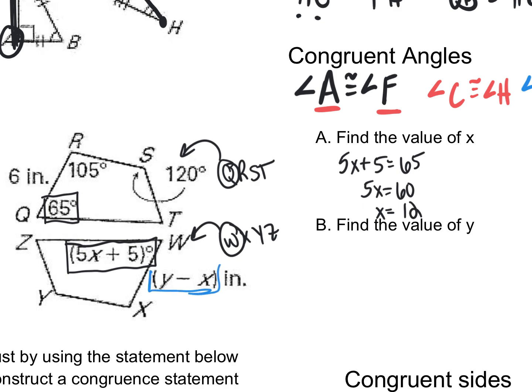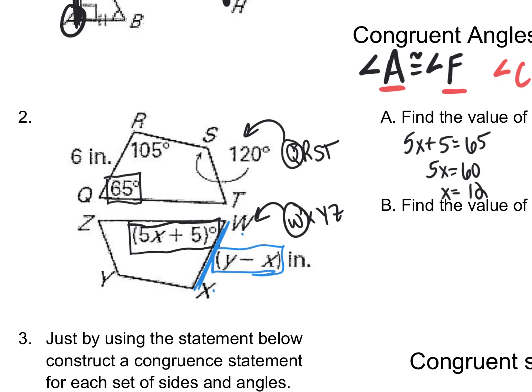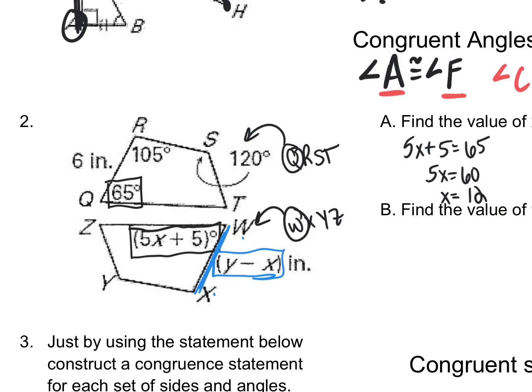Likewise, I have this little expression here, y minus x. That's in between the angles of X to W. So if I'm not sure, I can look at my statement. X to W are the middle two letters, which means it has to line up.